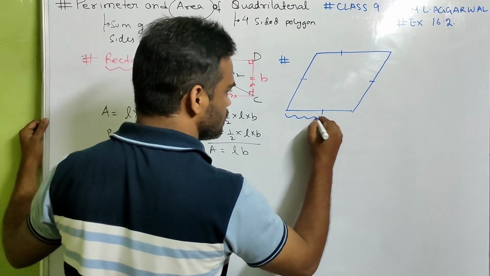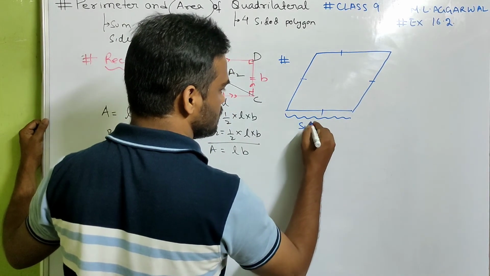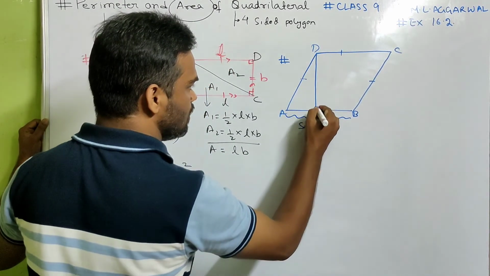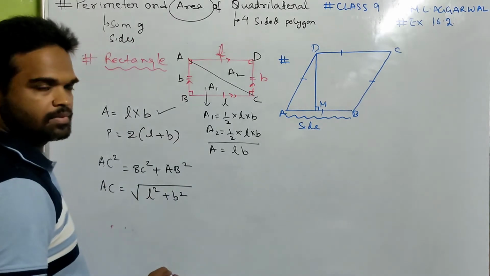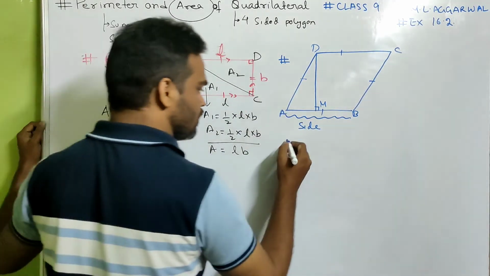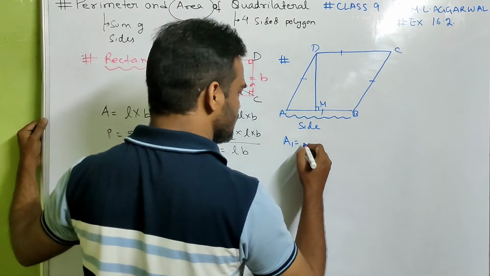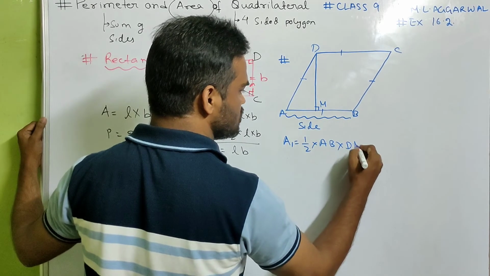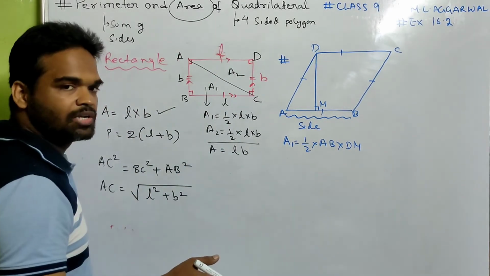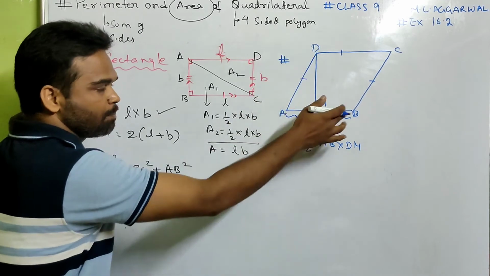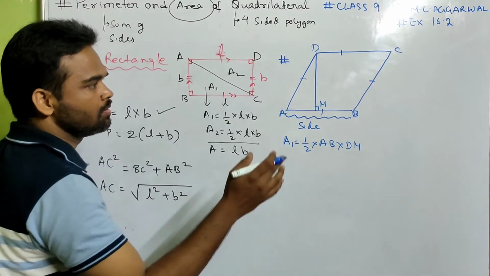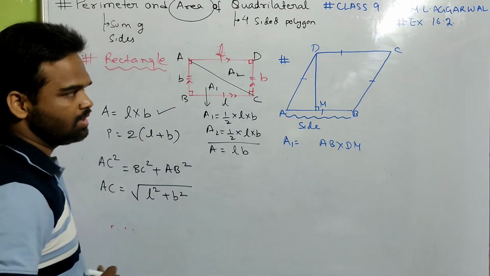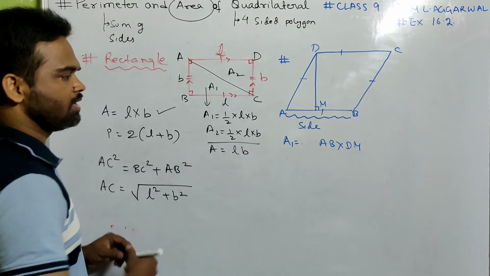So suppose you know the base. This is the side. Okay, A, B, C, D. And from here, I draw a perpendicular DM. Then it is a parallelogram. So what will be area? Area will be base AB into height DM. This is one of the formulas. If you know the base and the altitude from the vertex on that particular base, then area is base into height. Done.